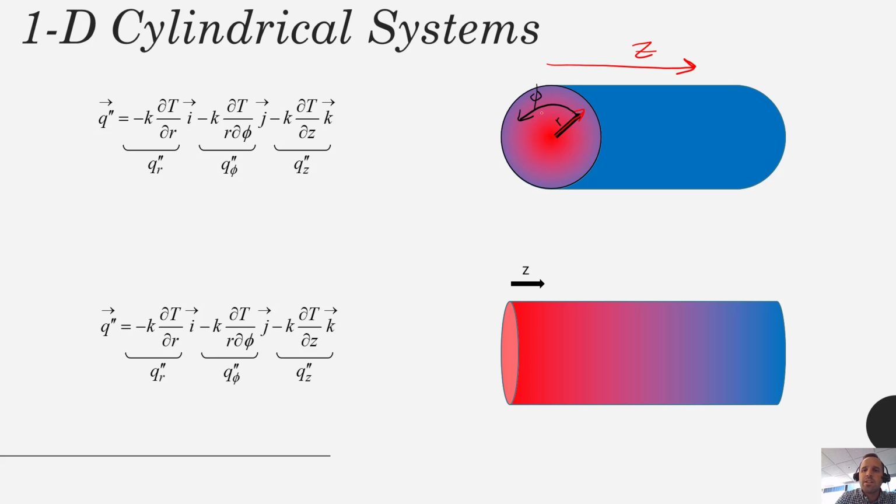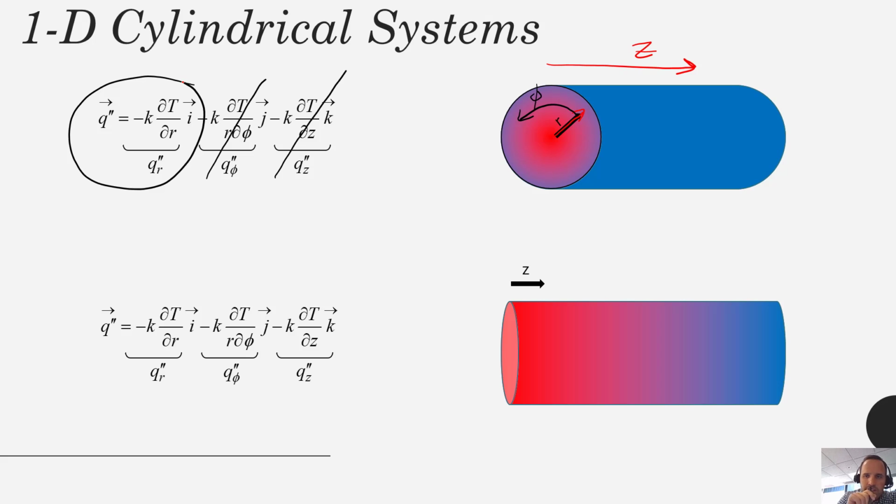So basically, if we were to calculate the derivative of temperature, if there's no temperature change in the phi direction, that term just goes away. And if there's no temperature change in the z direction, then that term just goes away. So we end up with just this one term, that our flux only varies with respect to temperature change in the r direction. So this is really mathematically convenient, to just be dealing with this single term.